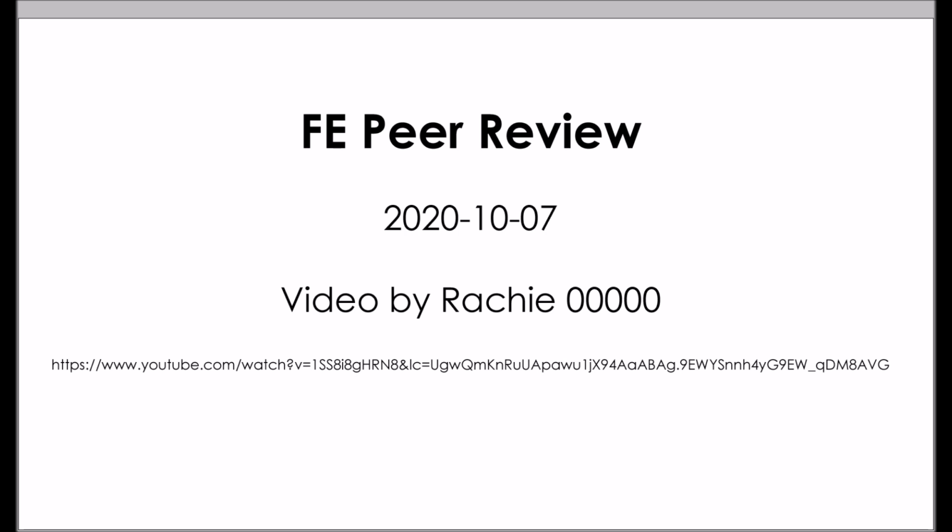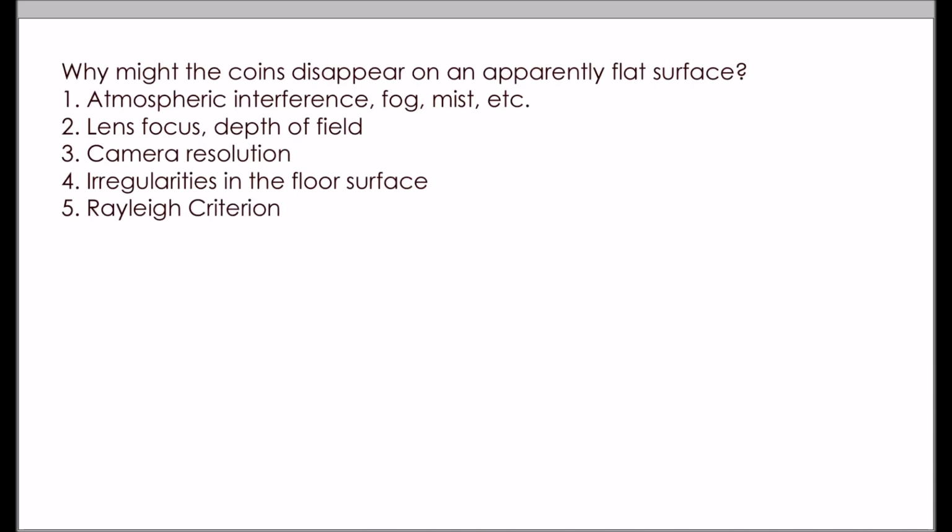I'm going to do this as a kind of slideshow in response to Rachie's video, in which she points out that the coins on the floor of her hallway appear to disappear as she lowers the camera to the floor. Why might the coins disappear on an apparently flat surface? There are a number of reasons. I'm generalizing here beyond coins on the floor of the hallway.